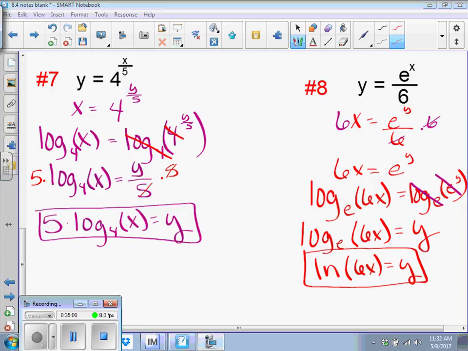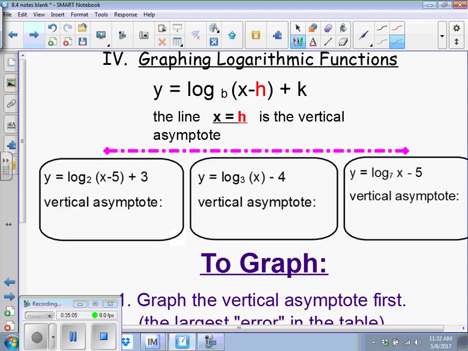The last part of the section is graphing logs. Now, here's our form. Y equals log base b of x minus h and then plus k. K represents a vertical shift up and down. H represents a horizontal shift left or right. And because it's in parentheses, it's the opposite. So if it's x minus 3, then it got shifted to the right 3 units. If it's x plus 3, it got shifted to the left 3 units.